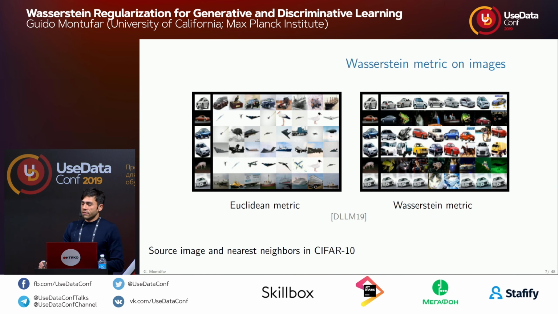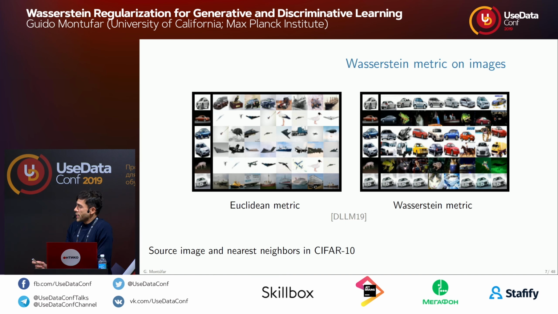This is an example of images from the CIFAR-10 data set. What we see here is in the left column, you see source images from the training data set. And in the rows next to those images, you see the nearest neighbors as measured with respect to a certain distance function. In the left part, you see the nearest neighbors that you would obtain if you measure distances by taking just the difference between the pixel intensities. That's the Euclidean metric between images. And in the right part, you see what you would obtain if you were to measure the distances between images by using this Wasserstein metric.